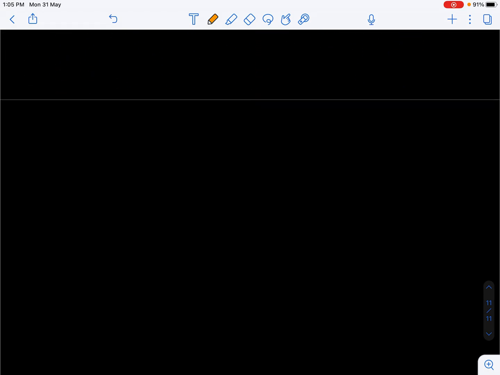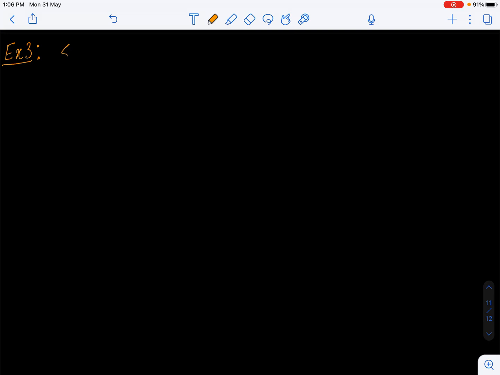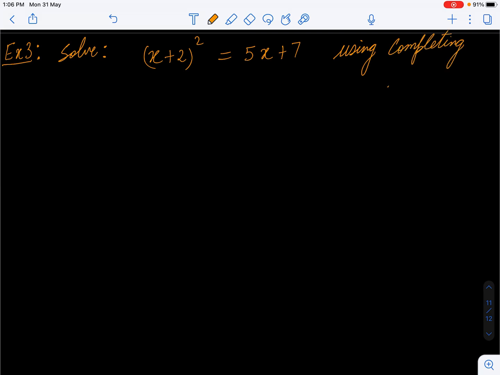So let's look at one more example, and let me show you how else they can ask you questions. Sometimes, instead of straightforwardly giving you the quadratic, they can give you something like this. Let's say you have to solve (x plus 2) whole square equals 5x plus 7 using completing the square method. So sometimes they give you expressions like this also.